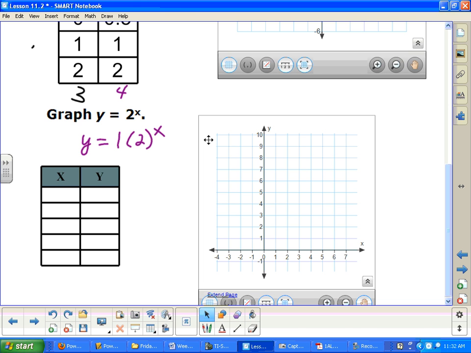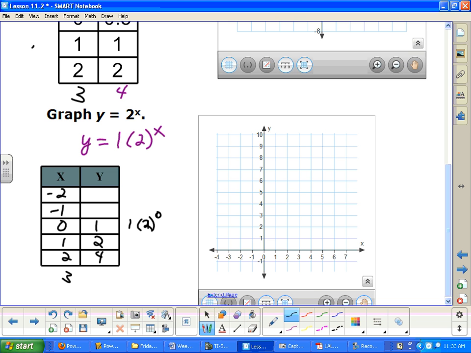So we make a table, put negative 2, negative 1, 0, 1, 2, maybe 3. When I put 0 in for x, what do I get? 1. 1 times 1, or 2 raised to the power of 0, is equal to 1, because it's 1 times 1. So when I double 1, I get 2. Double 2, I get 4. Double 4, I get 8. And then I go backwards.